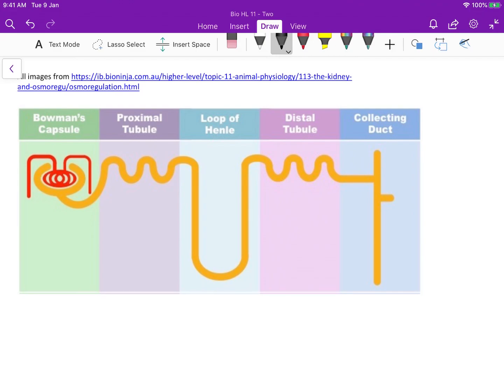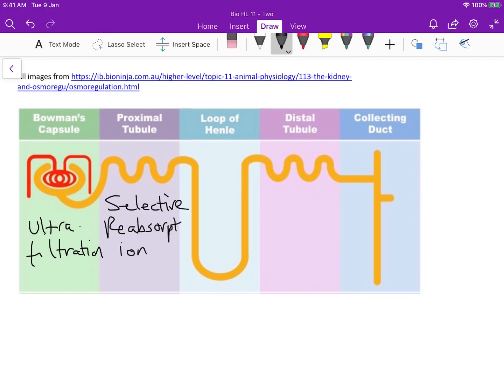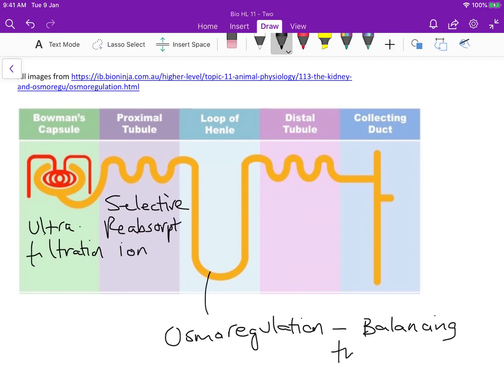So here's a little flow through. We've been in Bowman's capsule for ultrafiltration, proximal convoluted tubule for selective reabsorption, and now into the loop of Henle for osmoregulation. Where that is going to, it's about balancing the water content.